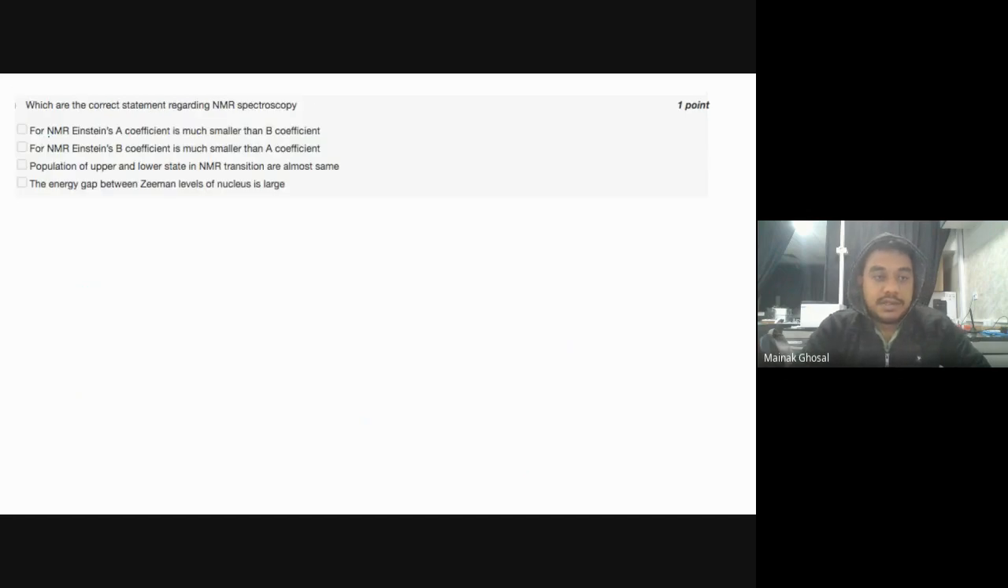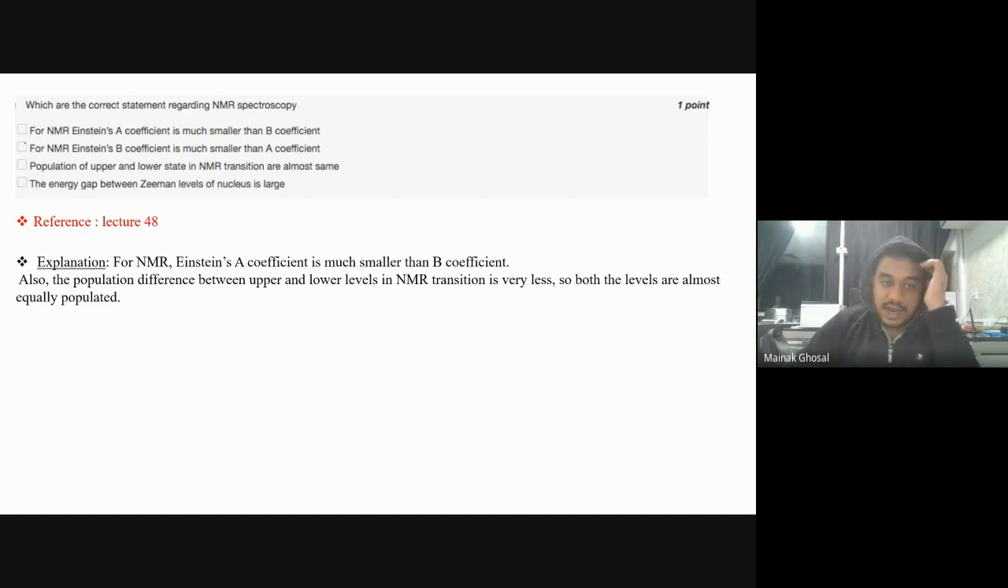The last question is, which are the correct statements regarding NMR spectroscopy? For NMR, Einstein A coefficient is much smaller than B coefficient. For NMR, the population of these two levels is almost the same and the energy gap between these levels is large. So you can find this reference in lecture number 48 that for NMR, Einstein's A coefficient is much smaller than B coefficient. I have told you earlier.